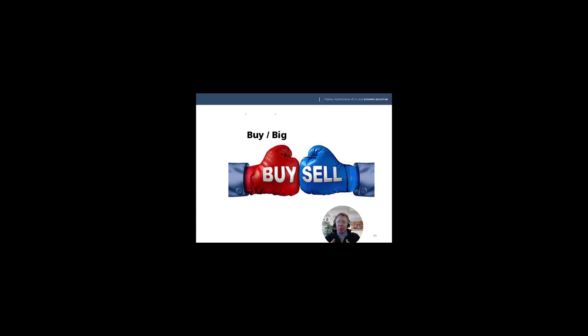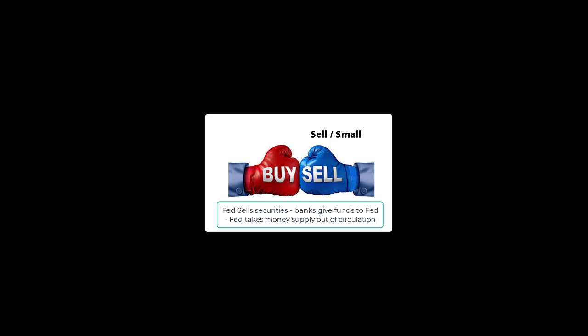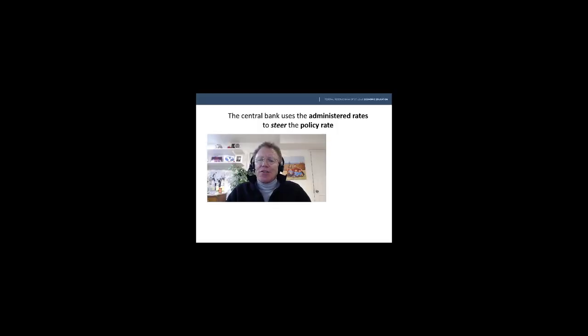And when the central bank sells securities, sell small, the central bank sells securities to the banks. The banks, now in possession of securities, release some of their reserve funds to the Fed. And the Fed takes those monies, otherwise known as bank reserves, out of the nation's money supply, thus making the money supply smaller. Sell small. When the central bank adjusts the supply of reserves in the banking system, it uses open market operations.